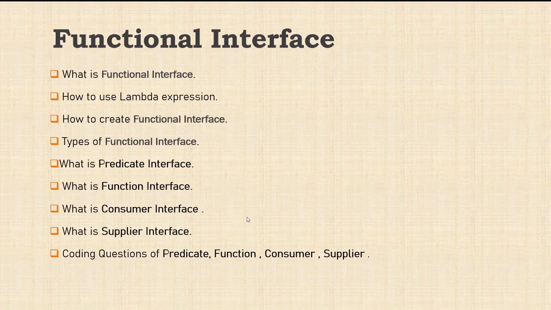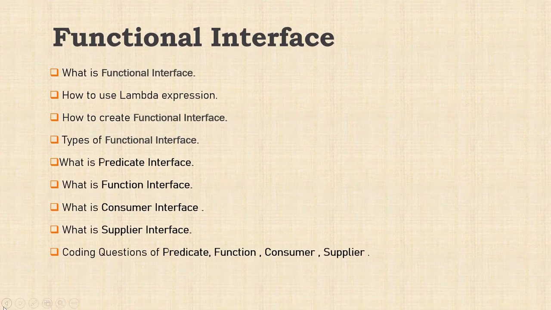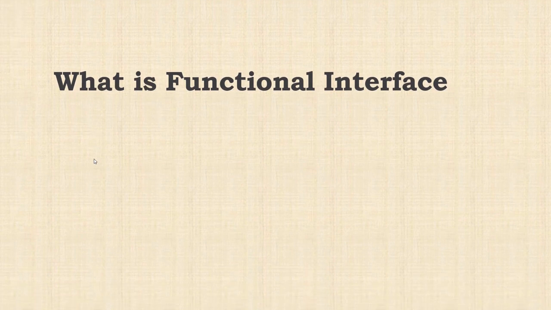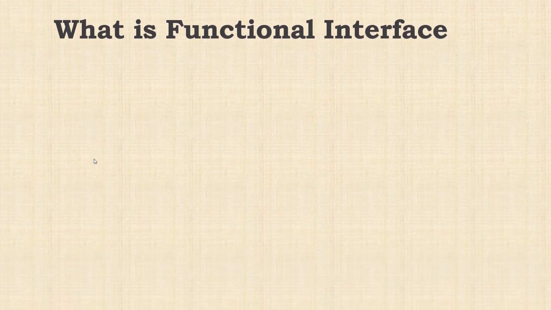According to interviews only. So let's get started. So we'll understand one by one. So what is functional interface? And how to use lambda expression, how to create functional interface, types of functional interface, what is predicate, what is function interface, what is consumer interface, what is supplier interface, and coding questions of predicate, function, consumer, and supplier. So we are going to cover all these things. So please be calm. It will take some time to understand all the core concepts of functional interface. So we'll do one by one. So let's get started.